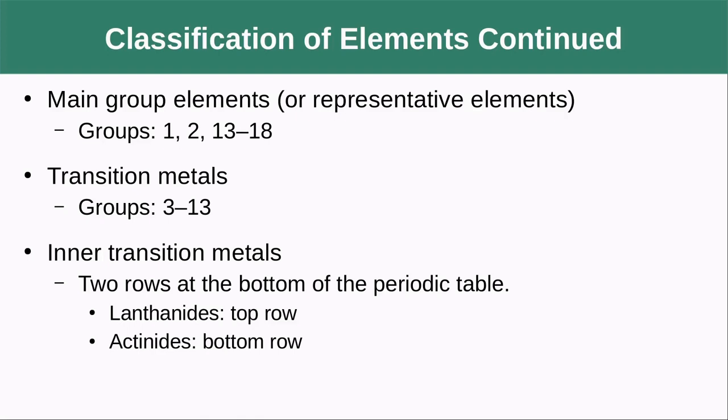So we have some classifications that we use. We have our main group elements. These are elements that are in groups 1, 2, and 13 through 18. Then you have your transition metals. You're going to find these in groups 3 through 13. And then we have our inner transition metals. These are the two rows at the bottom of the periodic table, the lanthanides and the actinides.